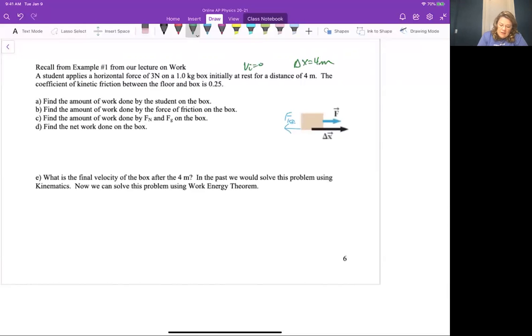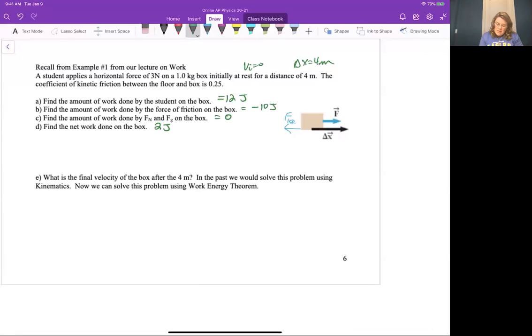Okay, yeah. We were given the kinetic friction coefficient between the floor and the box. We found the work done by the student to be 12 joules. We found the work done by the force of friction to be -10 joules. We calculated the work done on the box by the normal force and the force of gravity. They were both equal to 0 because cosine theta was 0, since we have 90 degrees. And we found the net work on the box to be a total of 2 joules.